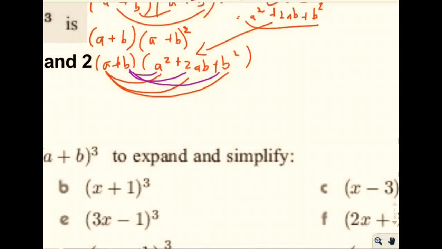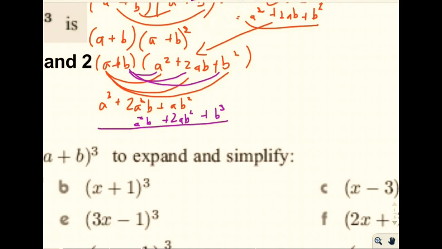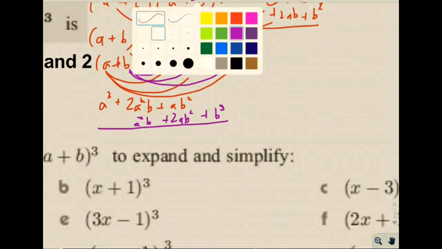And now you're going to remember our investigation, right? So first I'm going to do the red multiplication. So I'm going to get a cubed plus 2a squared b plus ab squared. Now I'm going to do the purple multiplications. I'm going to get ba squared, which is actually a squared b. I'm going to get 2ab squared, and I'm going to get b cubed. And I wrote these out in this way so that I could add them up in a column.